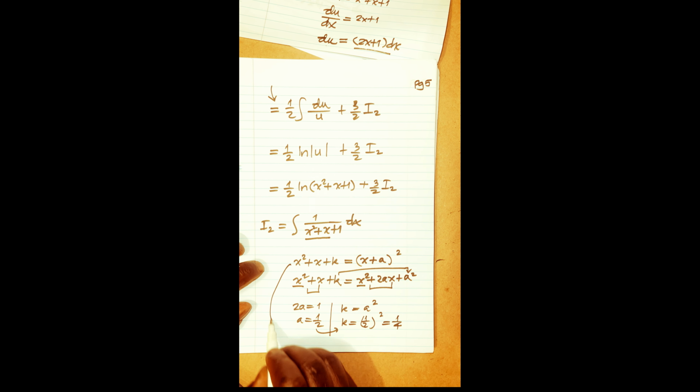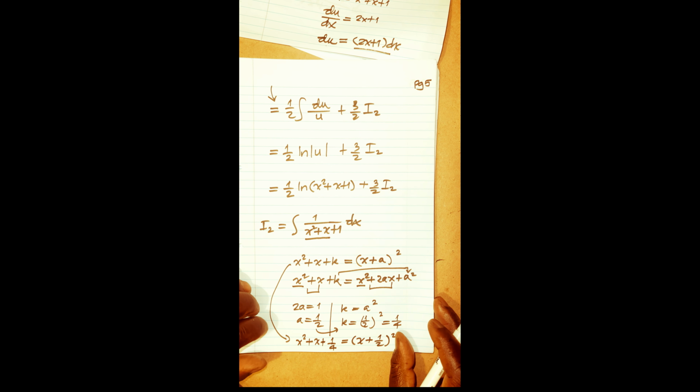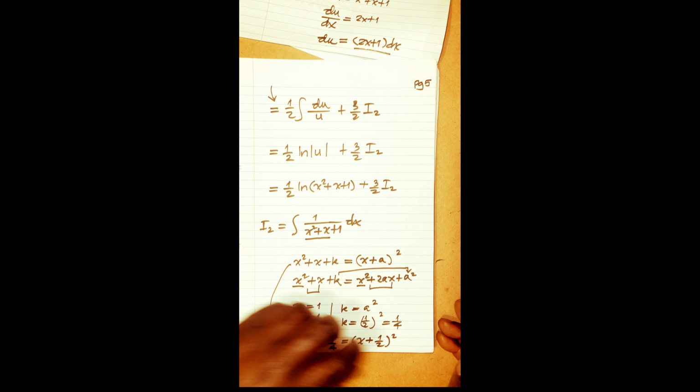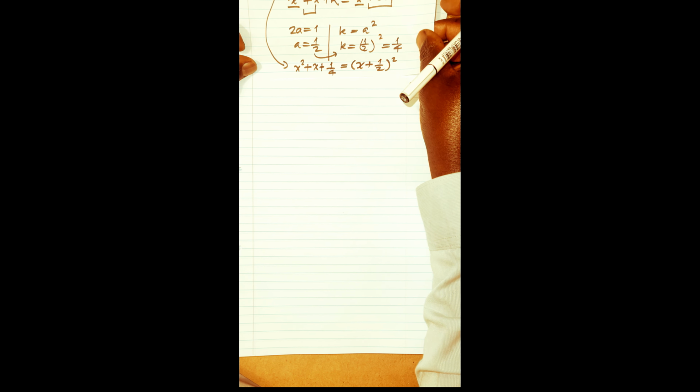So now, this expression here can change to x squared plus x plus a quarter. And this can be written as x plus, what is a? You can see here, a is half. So this is x plus 1/2, and we square that. Nice. So this integral can be transformed as follows, taking us to page 6. Almost done now.